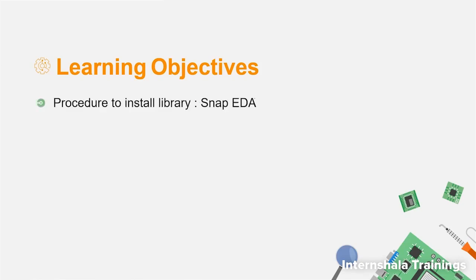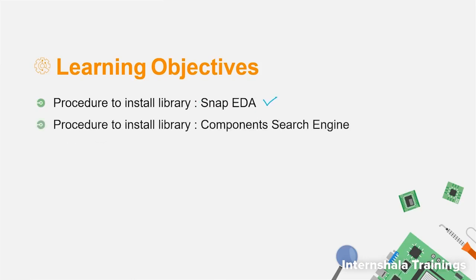So first of all, I will show you how to install the library that we downloaded from the SnapEDA website, okay? And then I will show you how to install the library that we downloaded from the component search engine website. The process to install the libraries from these two websites is actually similar. It's just that there are some extra steps that we need to follow in the case of the component search engine website. So what are those steps? I will show you that, okay? So now let's start with this particular point, which is the procedure to install a library from the SnapEDA website.